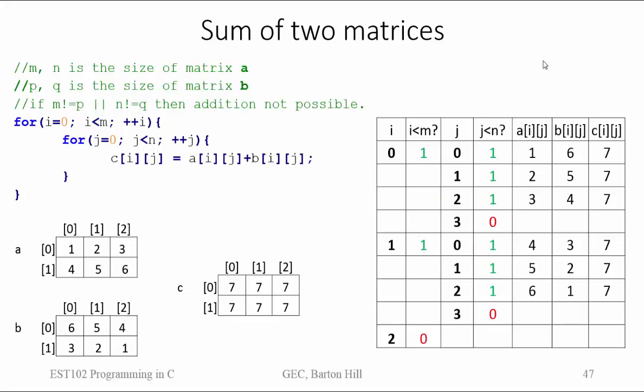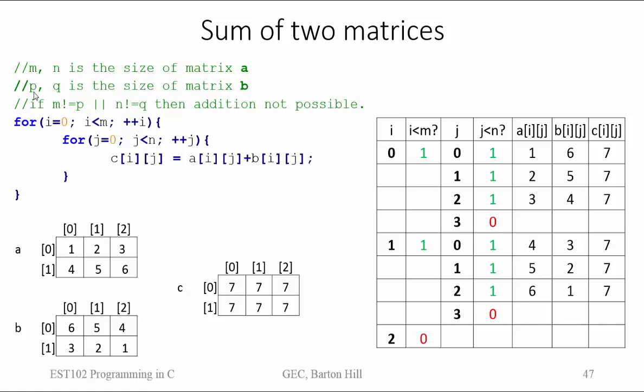Okay, now the next program is to find the sum of two matrices, and here we are considering a matrix A which is of order m by n and a matrix B which is of order p by q. Now, before finding the sum of two matrices, they should be compatible in order to perform addition. Compatible means that the order of matrix A should be equal to the order of matrix B.